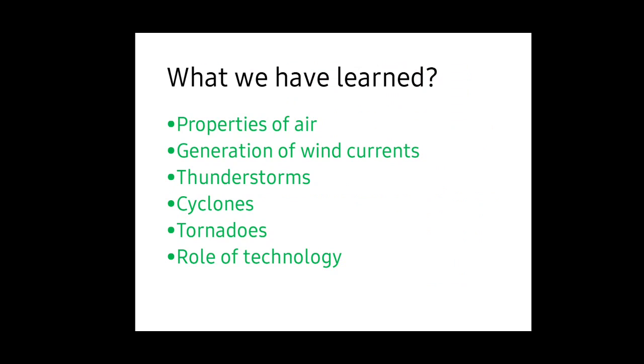And next, the natural calamities like thunderstorms, cyclones, and tornadoes, and we have also seen the precautionary steps to be taken by the citizens as well as the government. At last, we have seen about the role of technology.